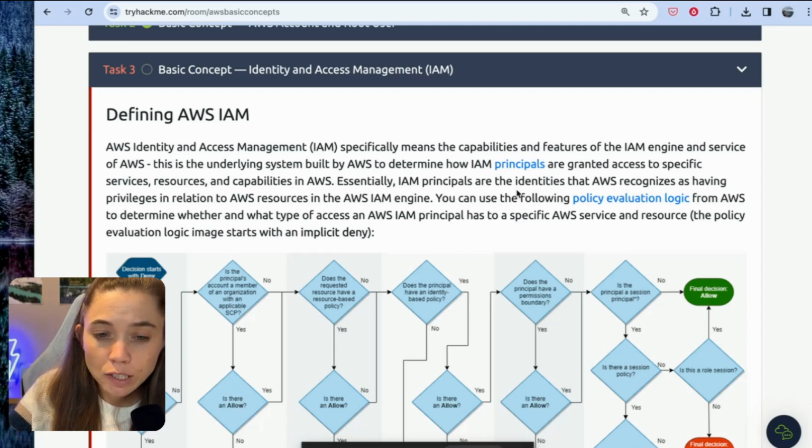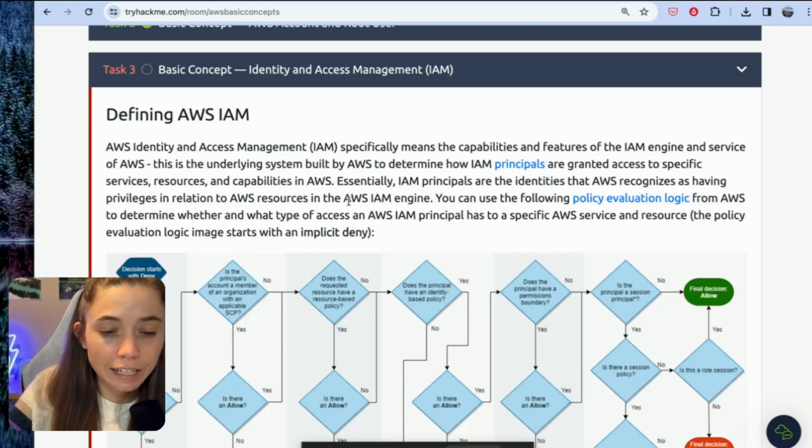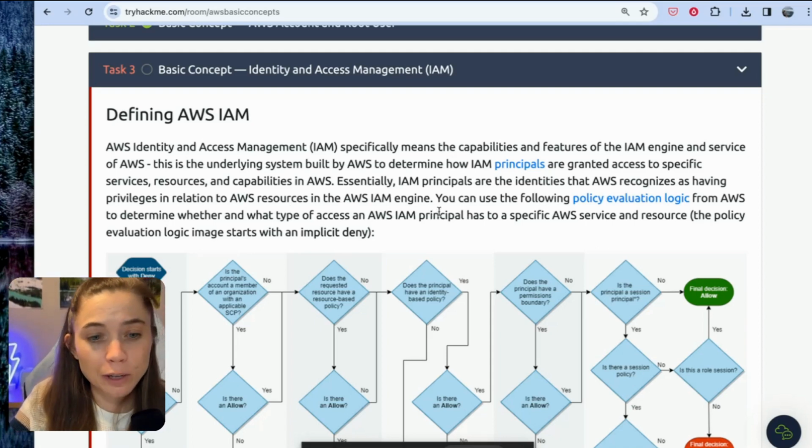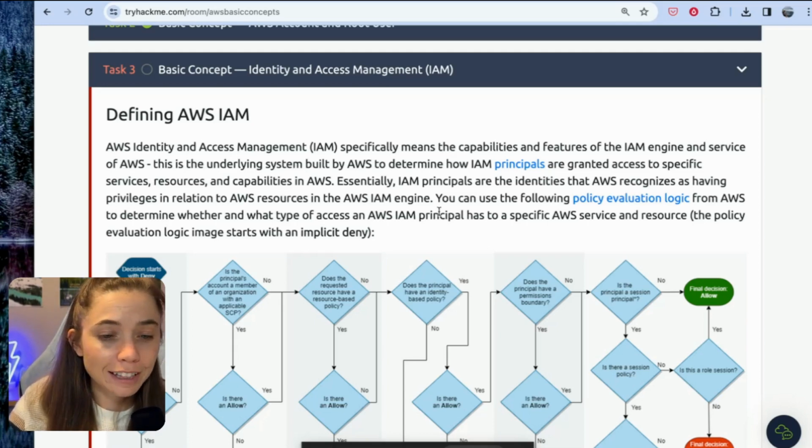Essentially, IAM principals are the identities that AWS recognizes as having privileges in relation to AWS resources in the AWS IAM engine. Boy, I just said AWS a lot of times. And I'm someone who talks about AWS all the time anyway, but that was a lot, even for me. If you didn't understand much of that yet, that's okay because this is really just a basic introduction, and then we're going to learn about each of these concepts in more detail.